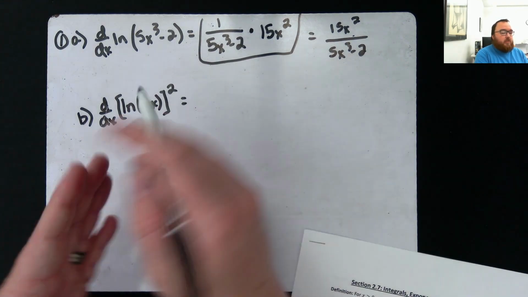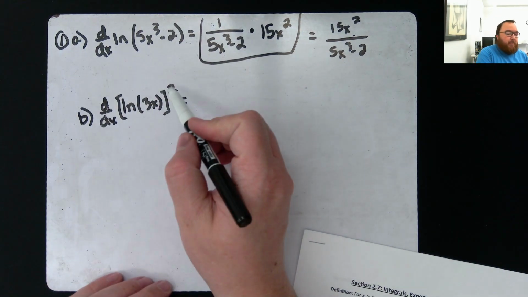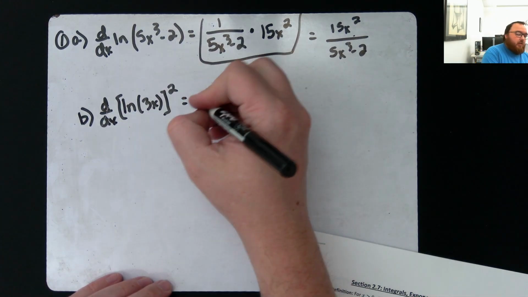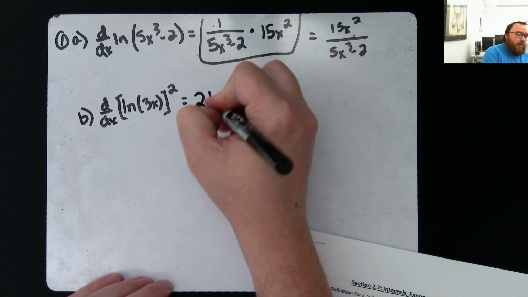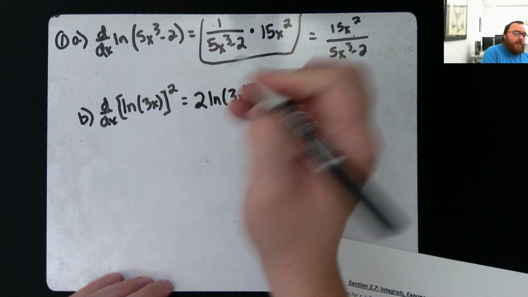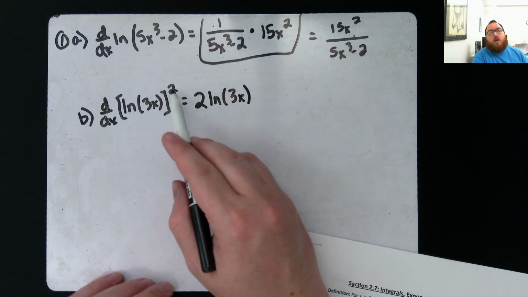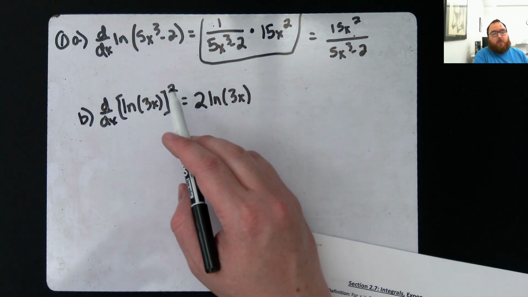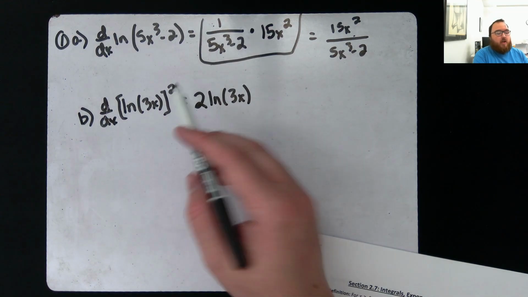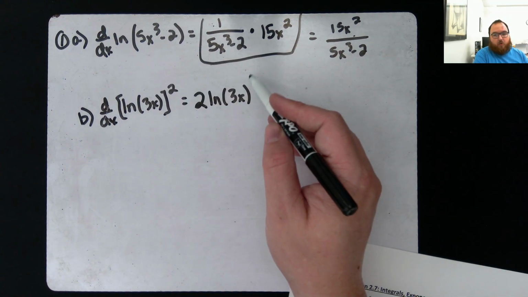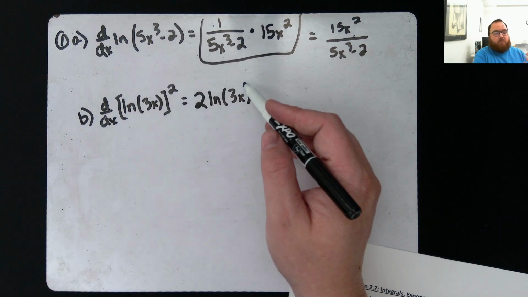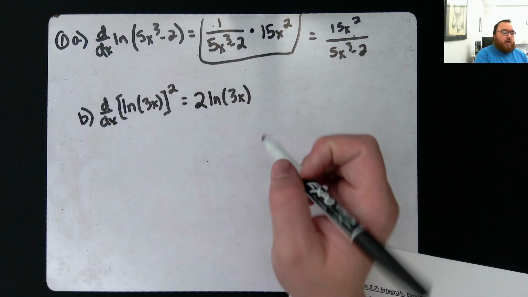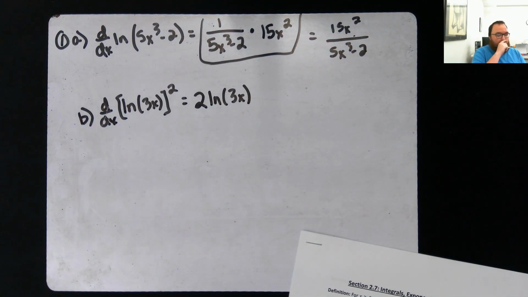So if I have stuff squared, I bring my power 2 down front, so it should make it 2 natural log of 3x, and then decrease my power by 1. But since 2 minus 1 is just a 1, I don't even need to put it here, right? Because everything has a power of 1. So 2 natural log of 3x.